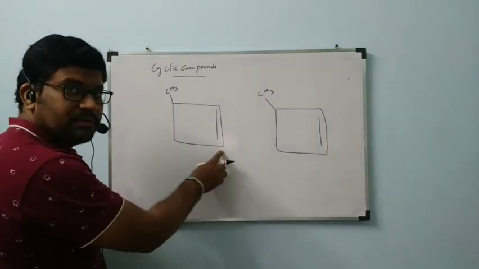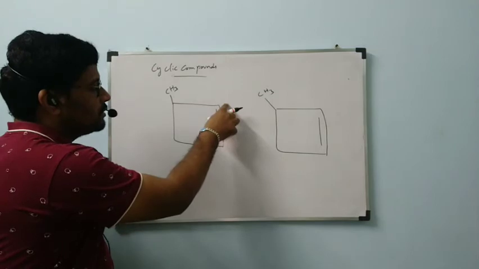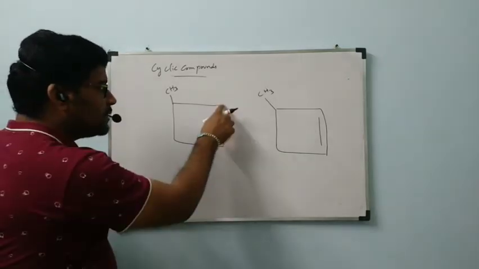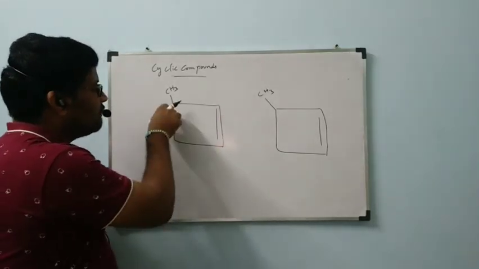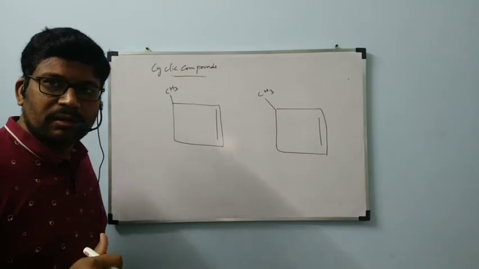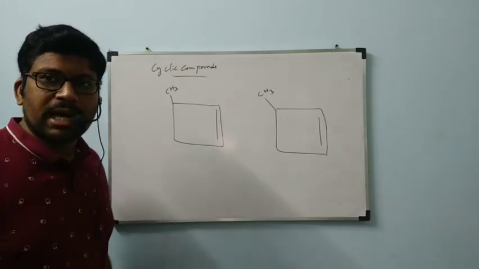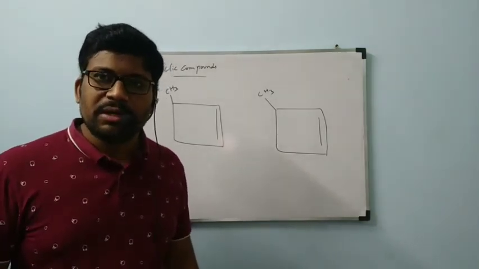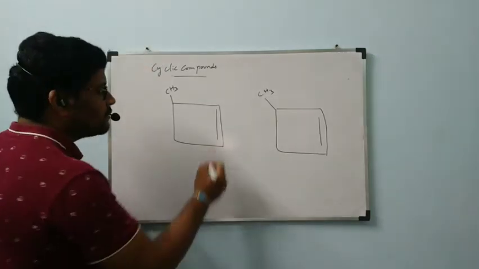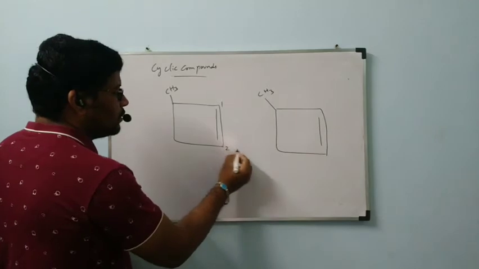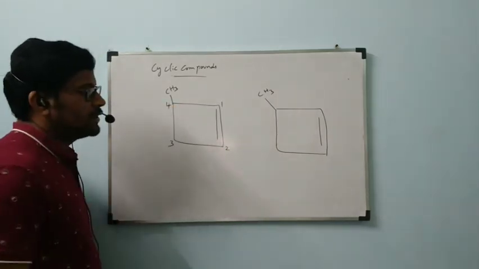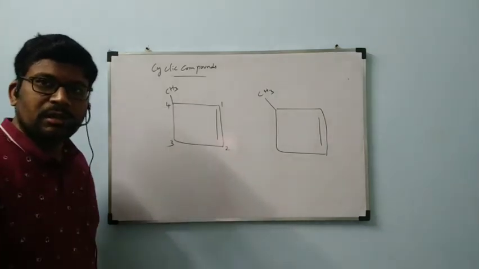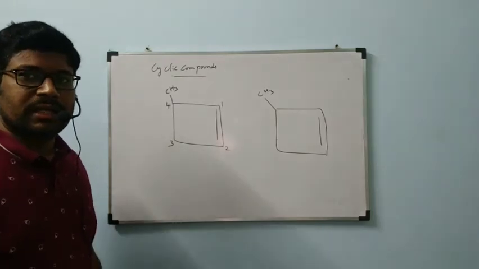See, if you start numbering from here, 1, 2, 3, 4, the double bonded carbons are getting 1, 4. If you start numbering from here, 1, 2, 3, 4, which is better? 1, 2. So double bonded carbons must get the least numbers only, because the double bond is more important when compared to the methyl group. That's why we have to start numbering from here, 1, 2, 3, 4. This is the clockwise direction.